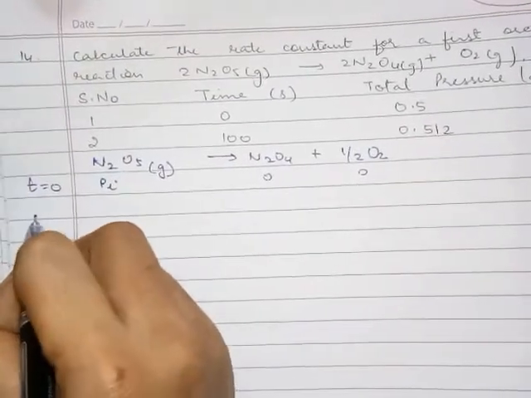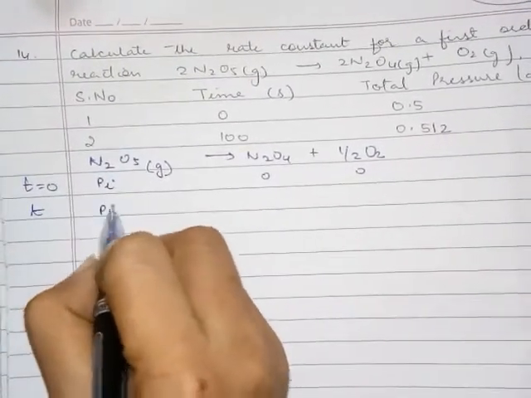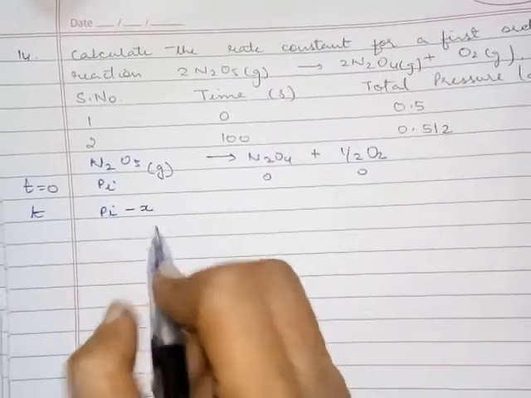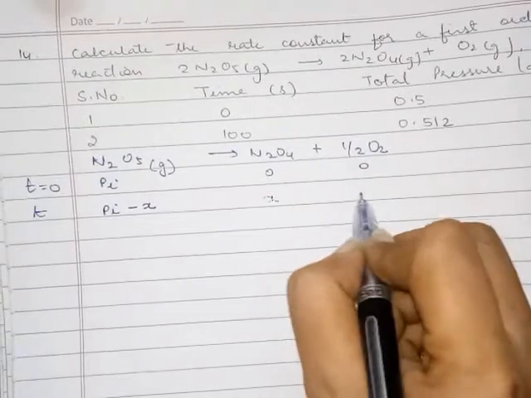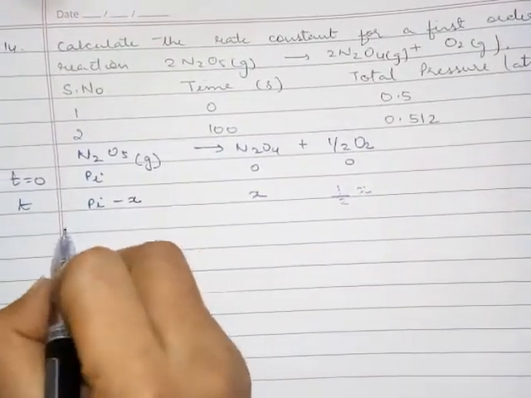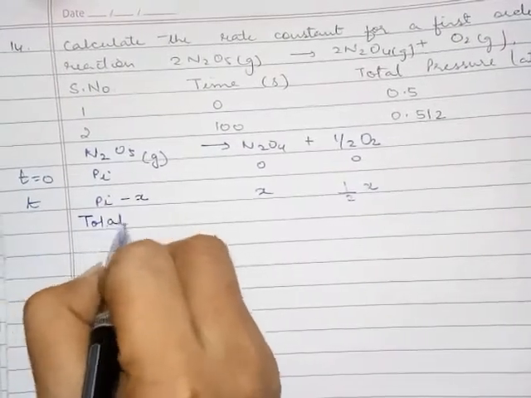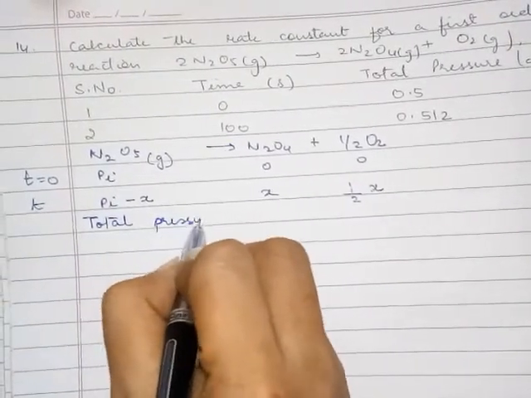But after time t, the pressure of N2O5 कम हो जाएगा x से, क्योंकि N2O5 का अमाउंट कम हो रहा है तो प्रेशर भी कम होगा. N2O4 का प्रेशर x से बढ़ गया और इसका हाफ ऑफ x से बढ़ गया. ठीक है, तो टोटल प्रेशर कितना है? टोटल प्रेशर टाइम t पे अब कितना बचा?